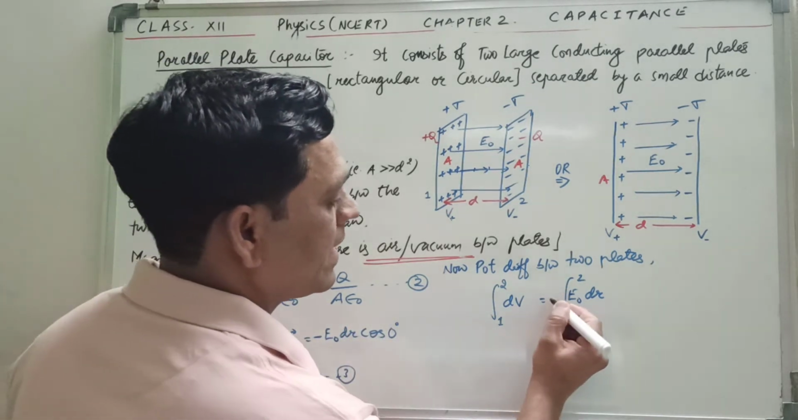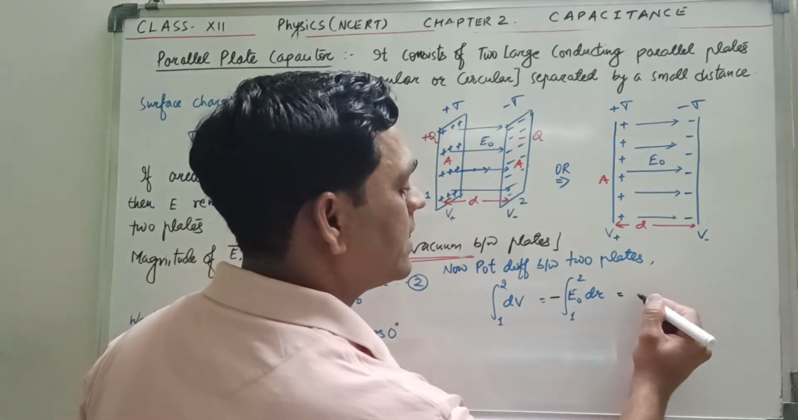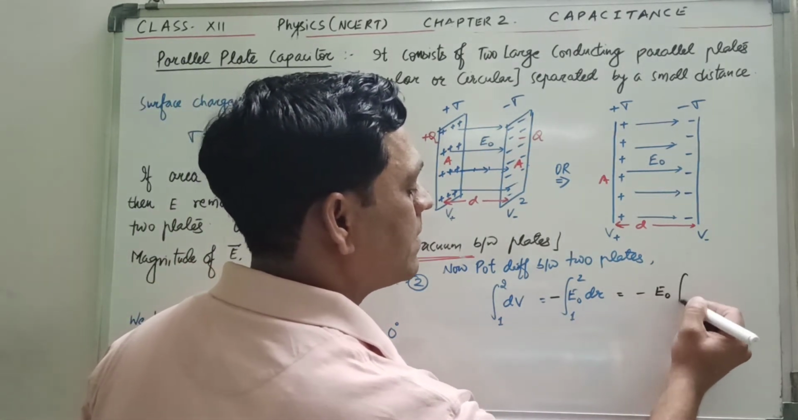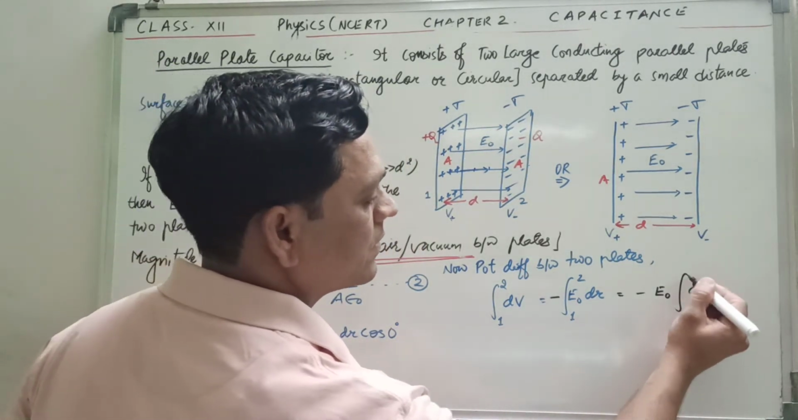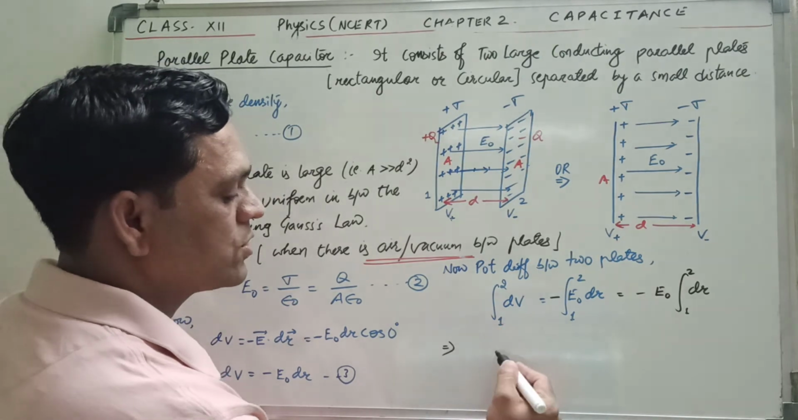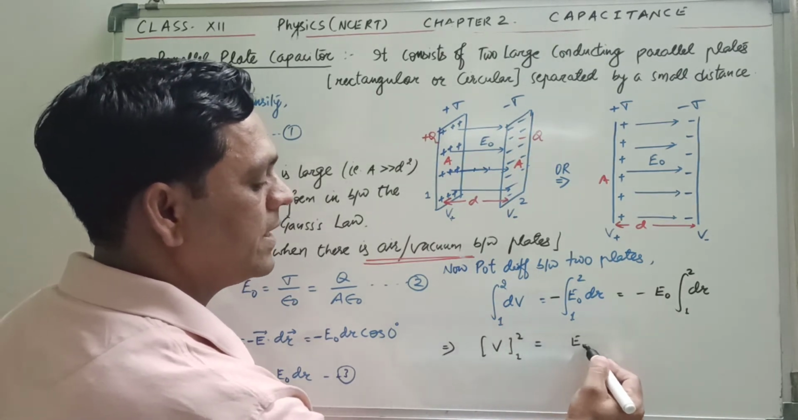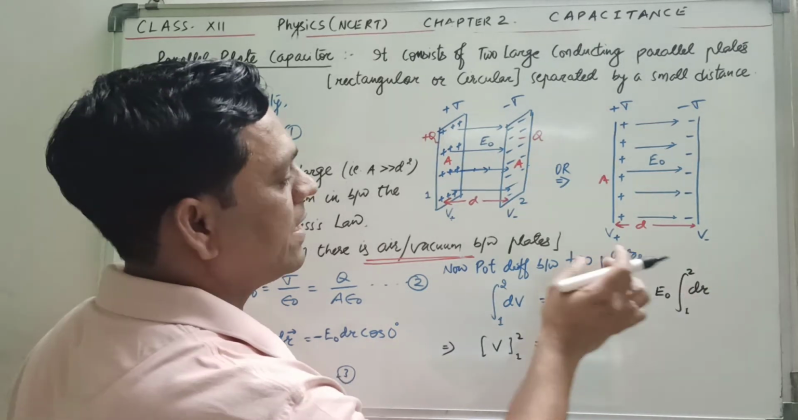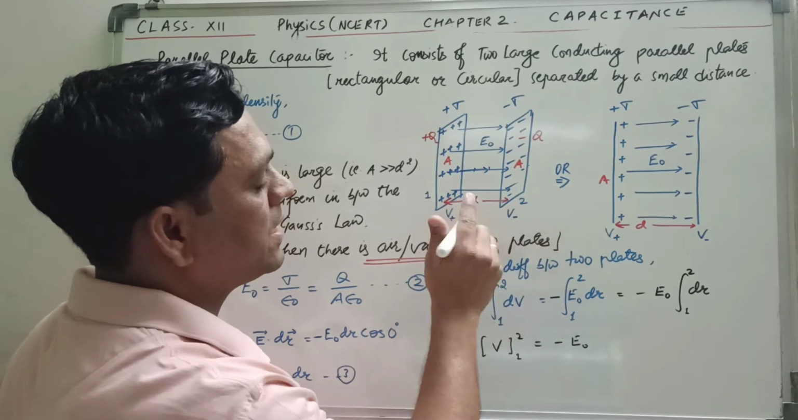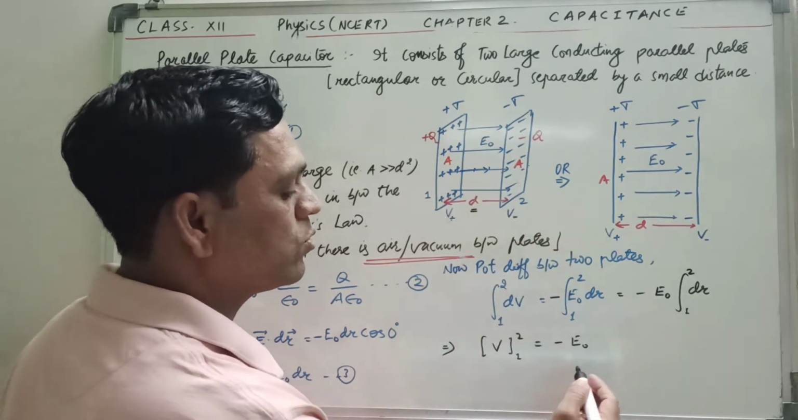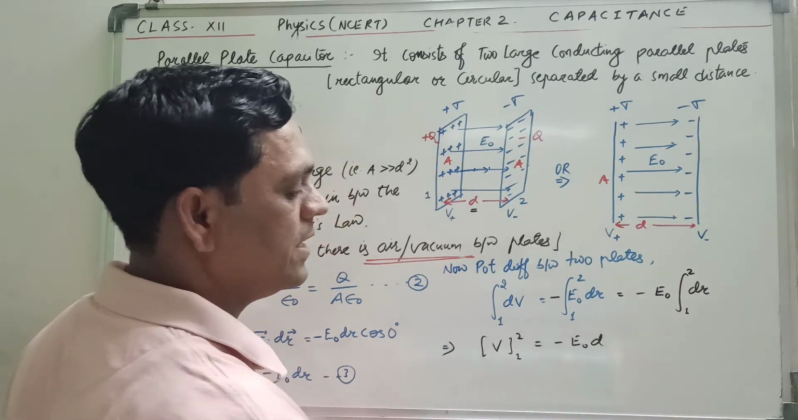So this I write as minus of E naught dr, correct? E naught being constant, you can take it out here. This becomes minus of E naught integral dr from 1 to 2. So the integration of dV will be V only. What is dr? If we integrate dr from this plate to this plate, we will get the total distance between the two plates. So the integration of dr becomes nothing but d only here.